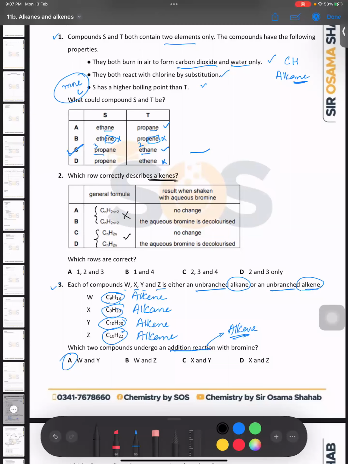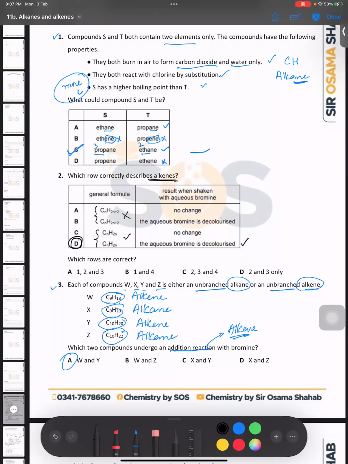And then the result will be checked with aqueous bromine, and we know that aqueous bromine is one of the reagents which we use to test unsaturation in compounds. So if it decolorizes, that means it is confirming that an alkene is present there. So the right answer would be D. Is that right?